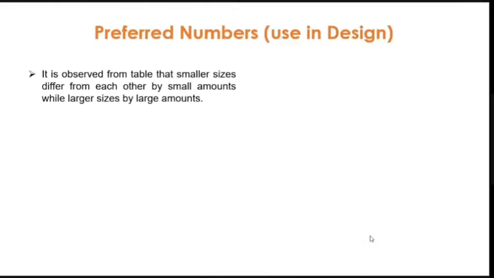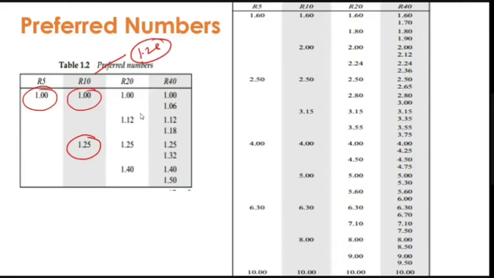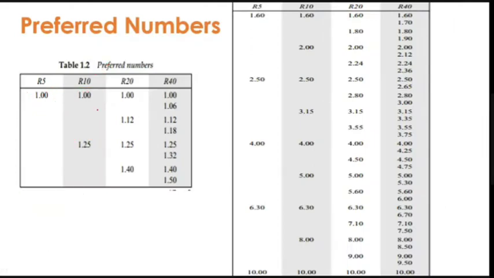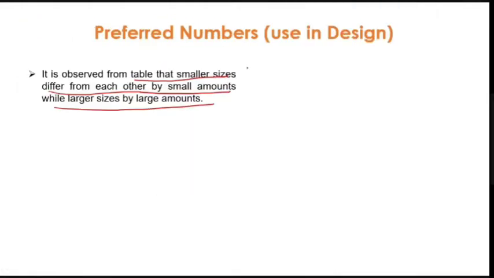Okay, so let us understand some concepts. Now if you observe from the table, the smaller sizes differ from each other by a smaller amount, while larger sizes differ by a larger amount. What do you mean by this statement? A very, very important statement. If you look over here, if you take the smaller series R5, R10, maybe R20, the difference between the two is smaller, right? I hope you understand. Smaller sizes differ from each other by a smaller amount, while the larger sizes differ by larger amounts.